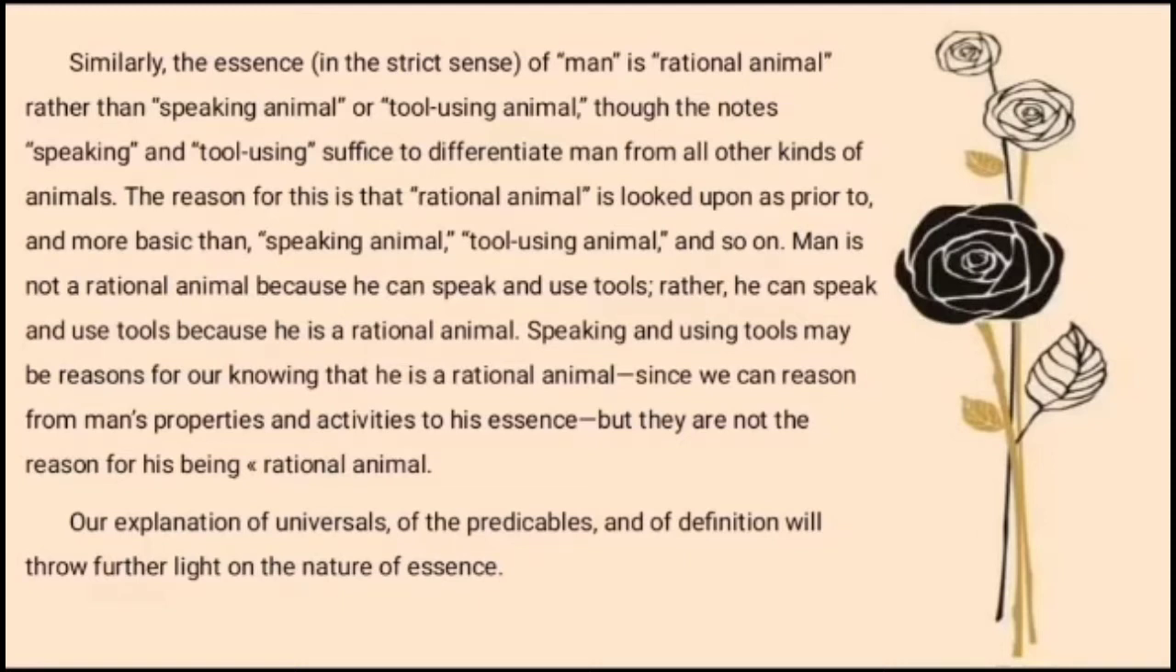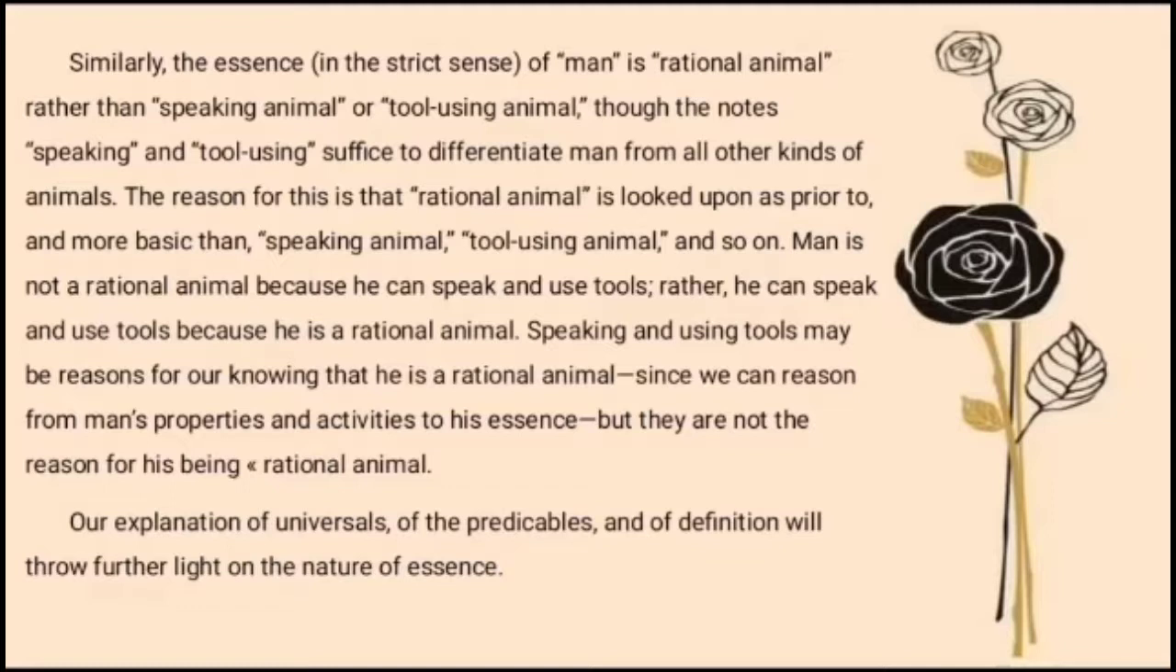True, speaking and tool-using serve to differentiate man from all other kinds of animals. The reason for this is that a rational animal is looked upon as prior to and more basic than speaking animal, tool-using animal, and so on. Man is not a rational animal because he can speak and use tools. Rather, he can speak and use tools because he is a rational animal.